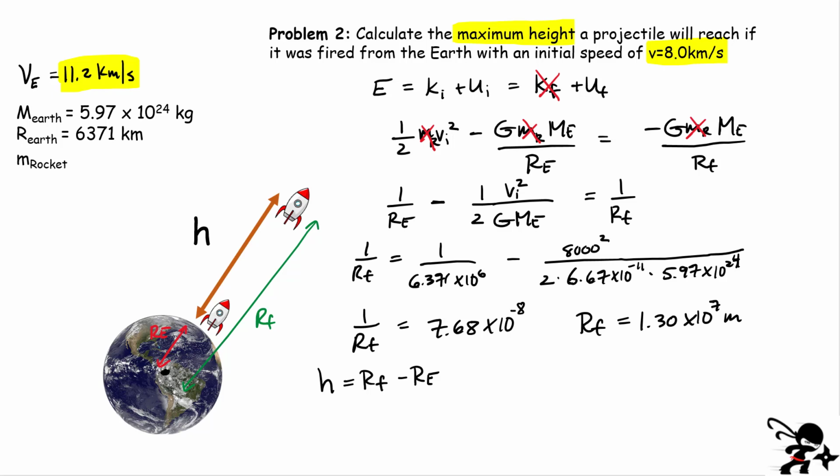All right, so our height then at the end, 1.3 times 10 to the 7 minus the radius of the Earth. Radius of the Earth, 6.37 times 10 to the 6 meters. My final height, 6.7 times 10 to the 6 meters. Okay, so that's how you would solve for this height. All right, let's go to the final problem.